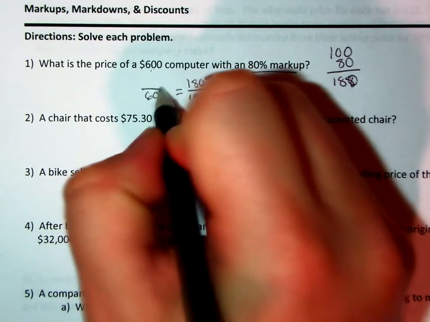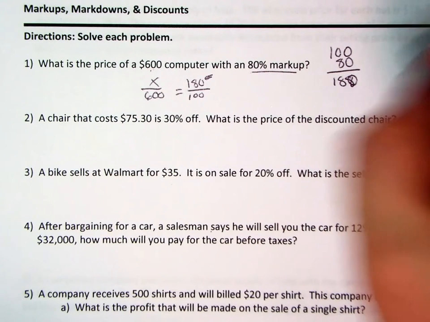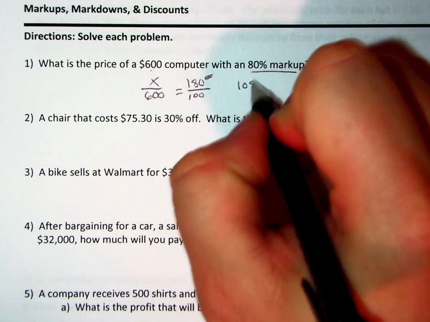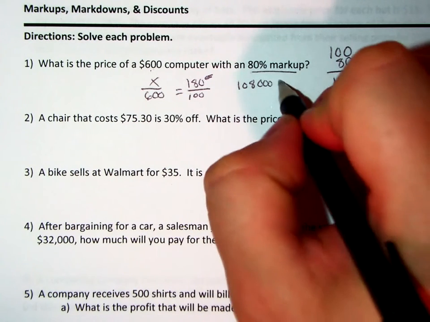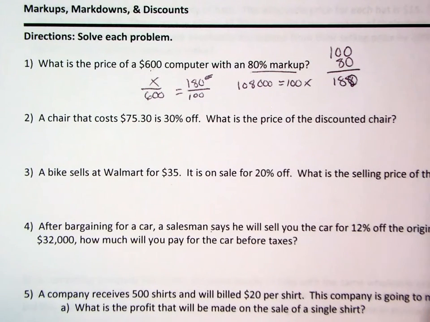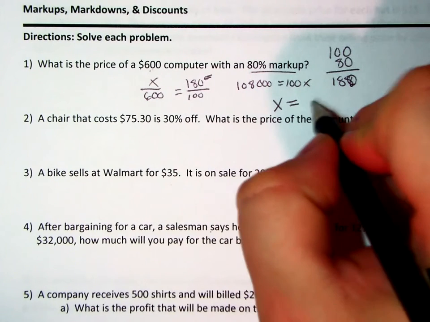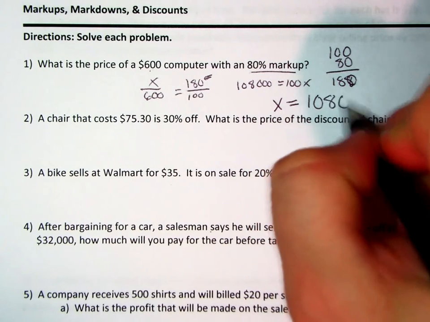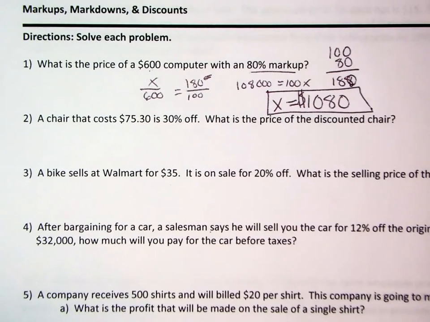So 600 will go in my of position. And now I can cross multiply. 600 times 180 equals 108,000. 100 times x equals 100x. Divide both sides by 100, and we determine that x equals $1,080. So a markup would cost $1,080.